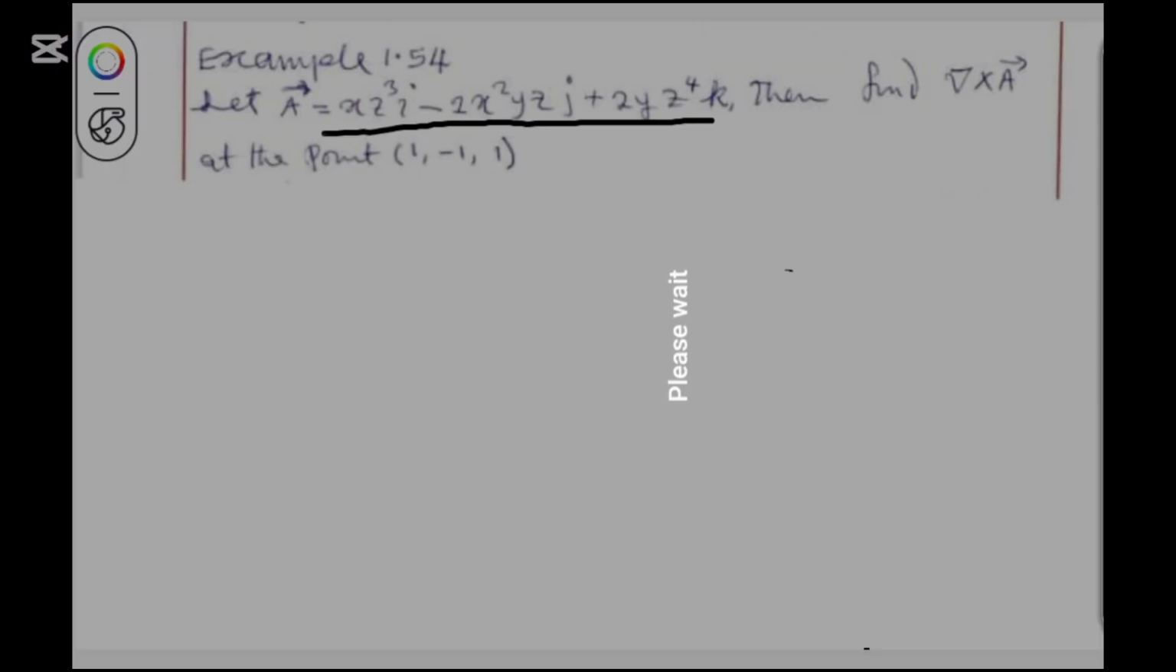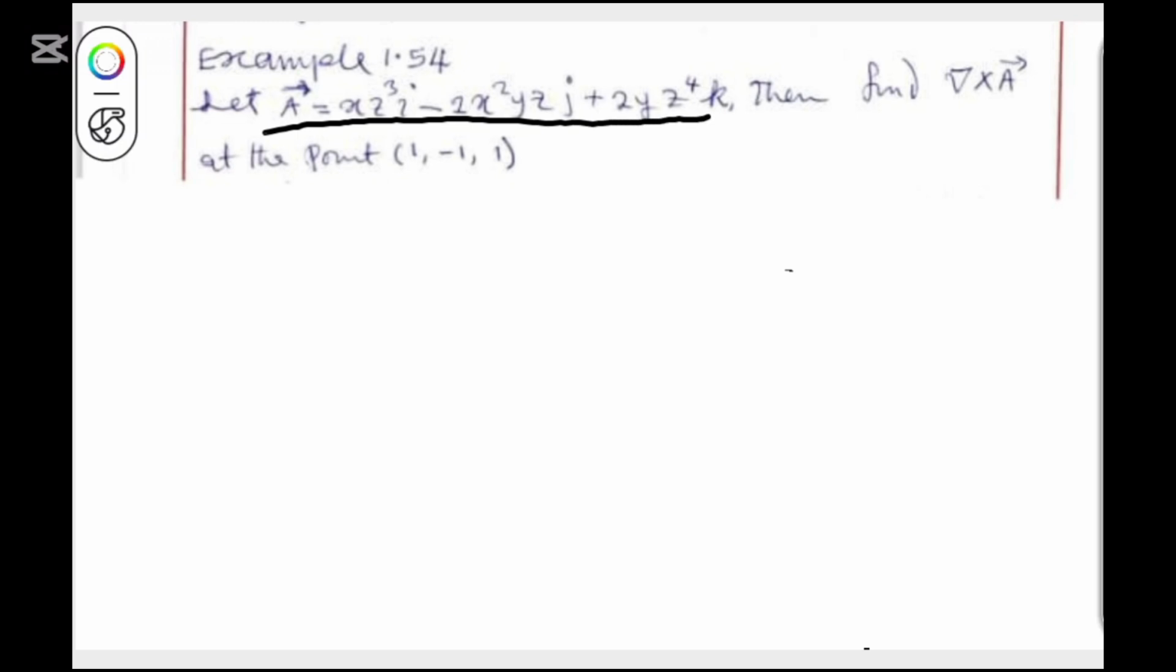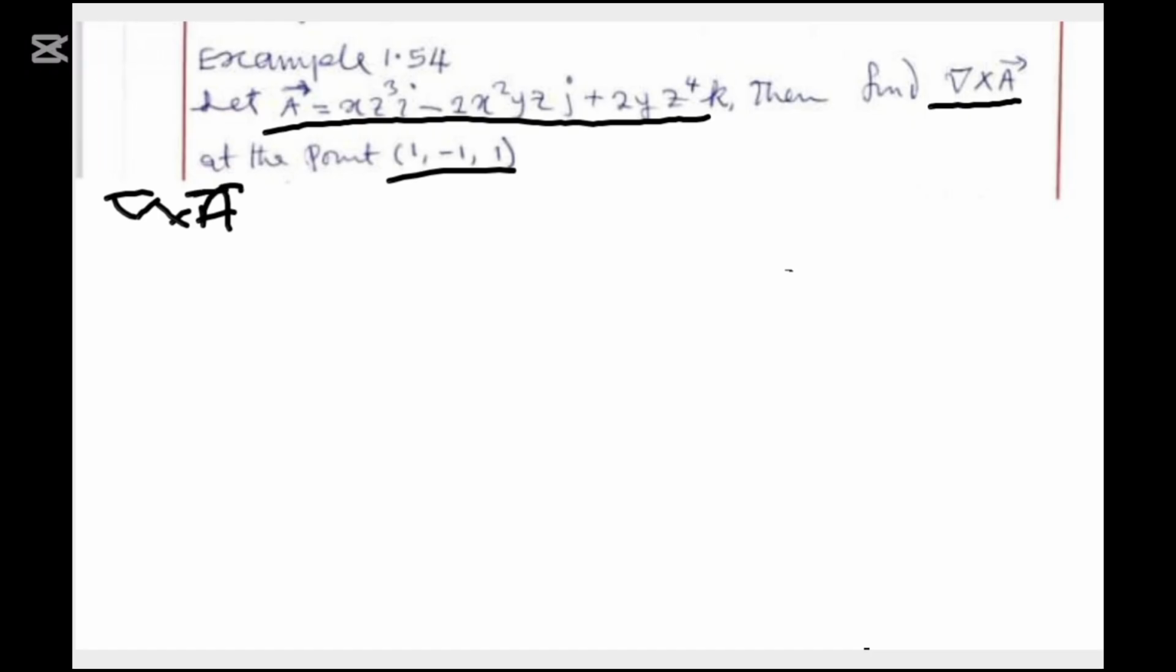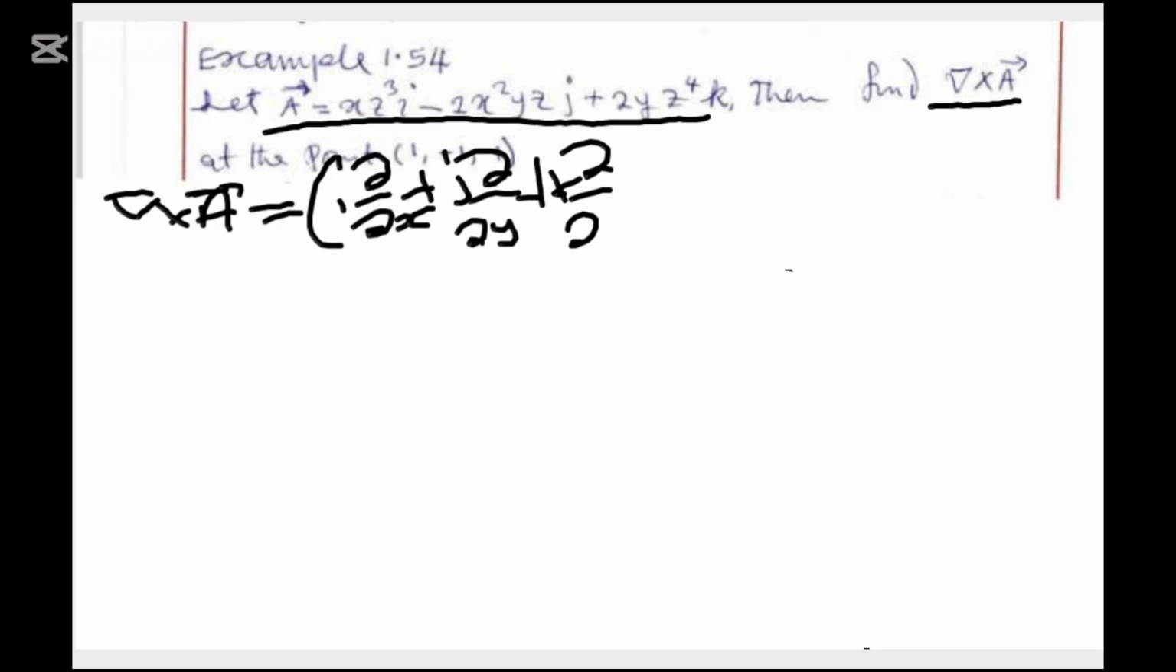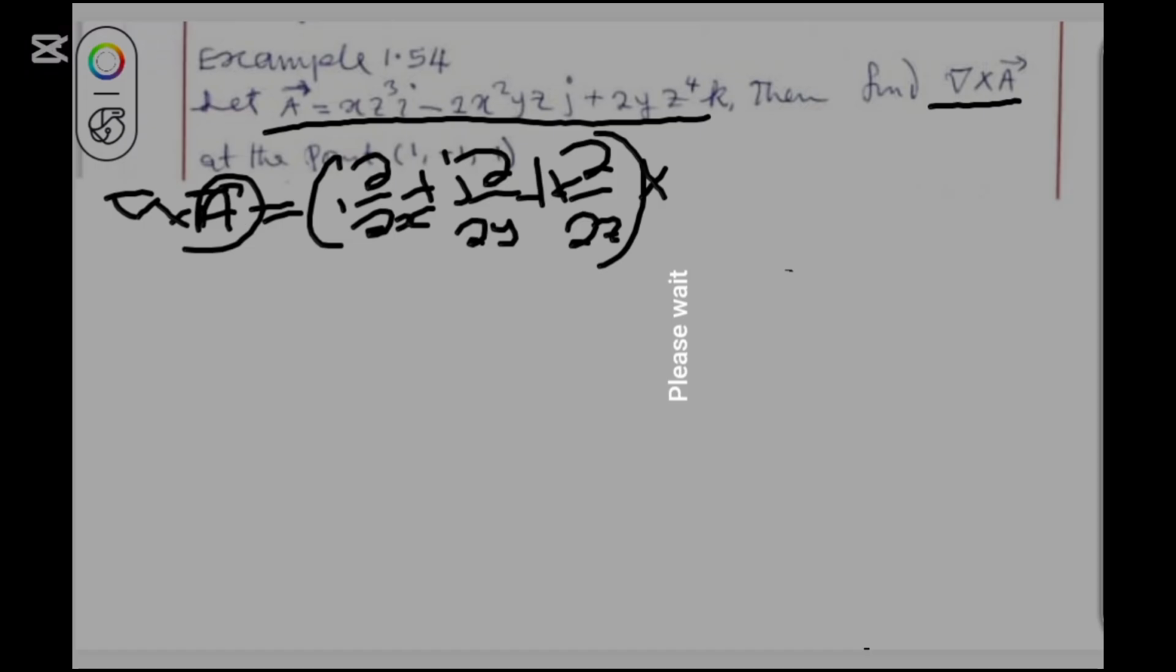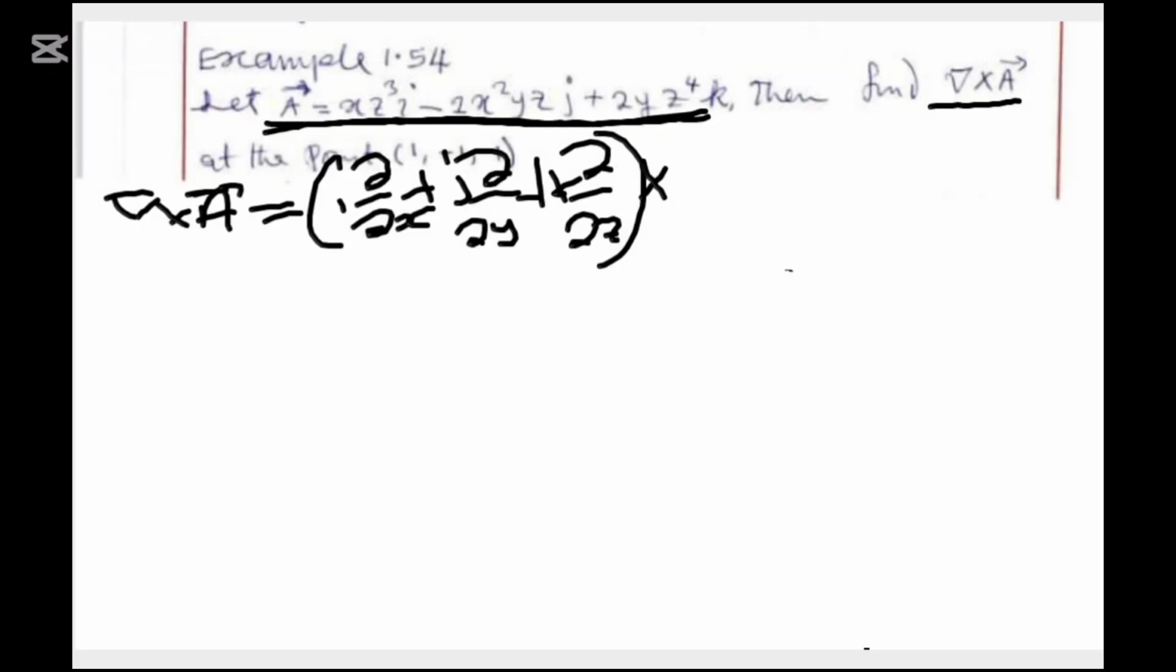To this question. I am given a vector A, and I am to find del cross this vector A at this point. So del cross A, where A is the vector, is the same thing as i times the partial of x plus 4j, which is the partial of y, plus 4k, which is the partial of z, cross the value of A. So this is the vector A.